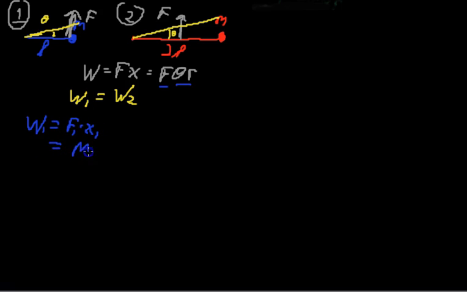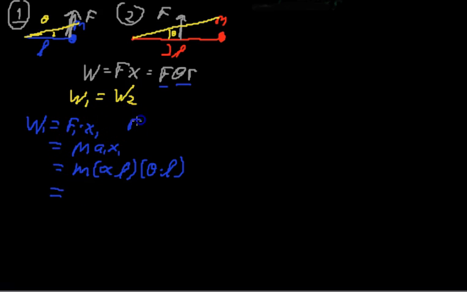So work 1 is force 1 times distance 1. And force 1 is just equal to m times a1, times x1. And what we can do with a is make that equal to alpha times L. So this is the acceleration of the mass, alpha times L. If we look at the distance through which the object is moving, we get theta times L.